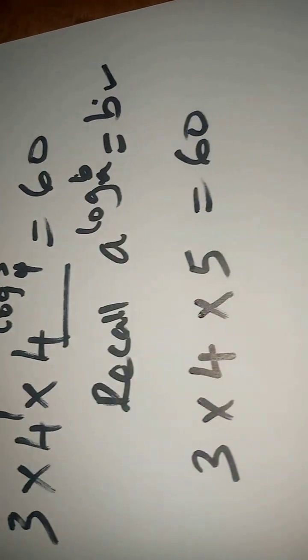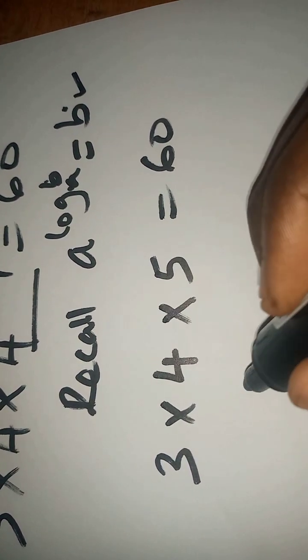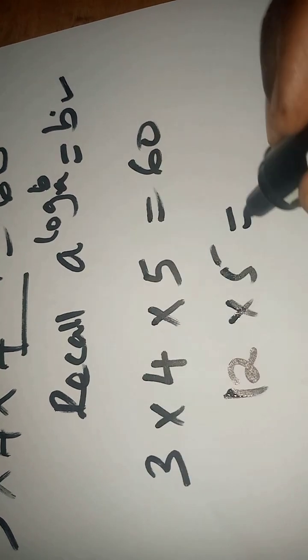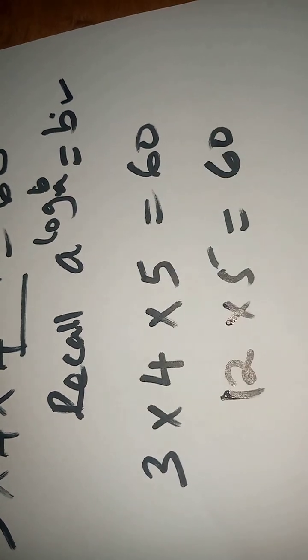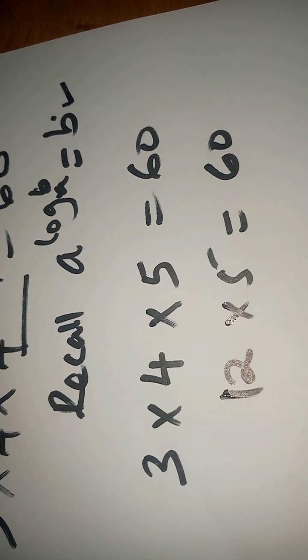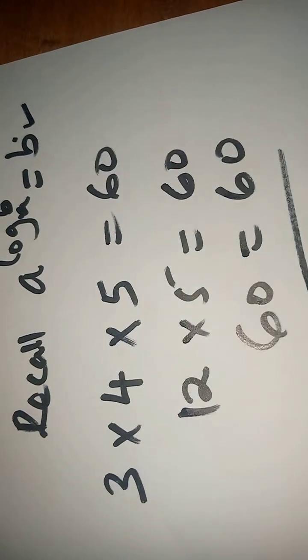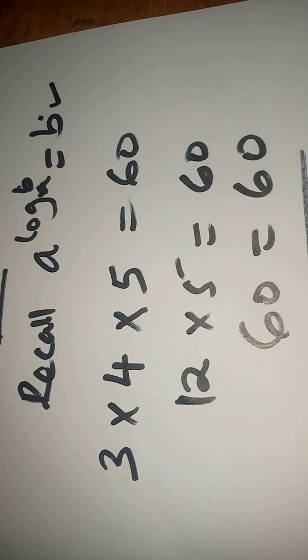Of course 3 times 4, I'm going to get 12, times 5 equals 60. Of course 60 is equal to 60. Hence we have proved our answer.